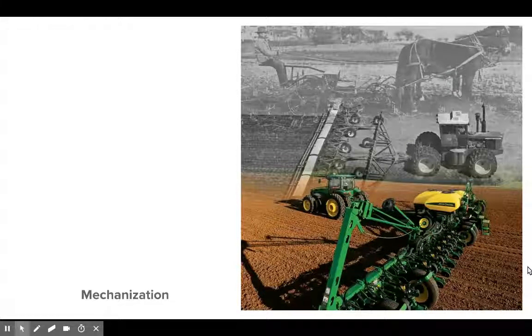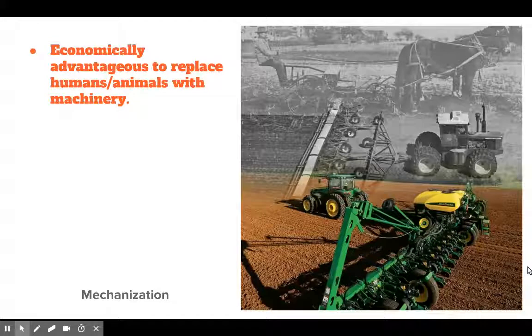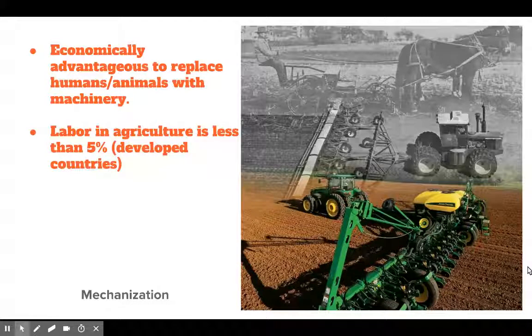Think about it. You have a field that has to be plowed, planted, irrigated, weeded, protected from pests, harvested, and then tilled for the next season. Even after harvesting, crops have to be dried, sorted, cleaned, and prepared, and it can be very economically advantageous to replace humans or animals, which you can see at the top of the picture there, with machinery, especially when you have access to fossil fuels and if fossil fuel prices are low. If you look at the labor, in the US actual human labor is less than 5%, as in other developed countries, because we have machines.